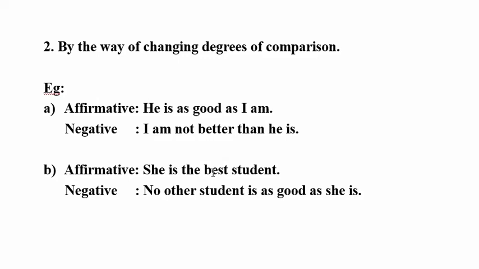And in the same manner, in the next example, the affirmative sentence is given as she is the best student, and this best, we know, is an example of the superlative degree of comparison. And while turning into a negative sentence, we have altered the term best into the positive degree good. And also we have added the negative term no. No other student is as good as she is. So the meaning of the sentence is not changed, yet the sentence structure turns negative. So these are the two ways of transformation, and the third way doesn't follow a particular rule, but you can change the sentences into negative according to their meaning.